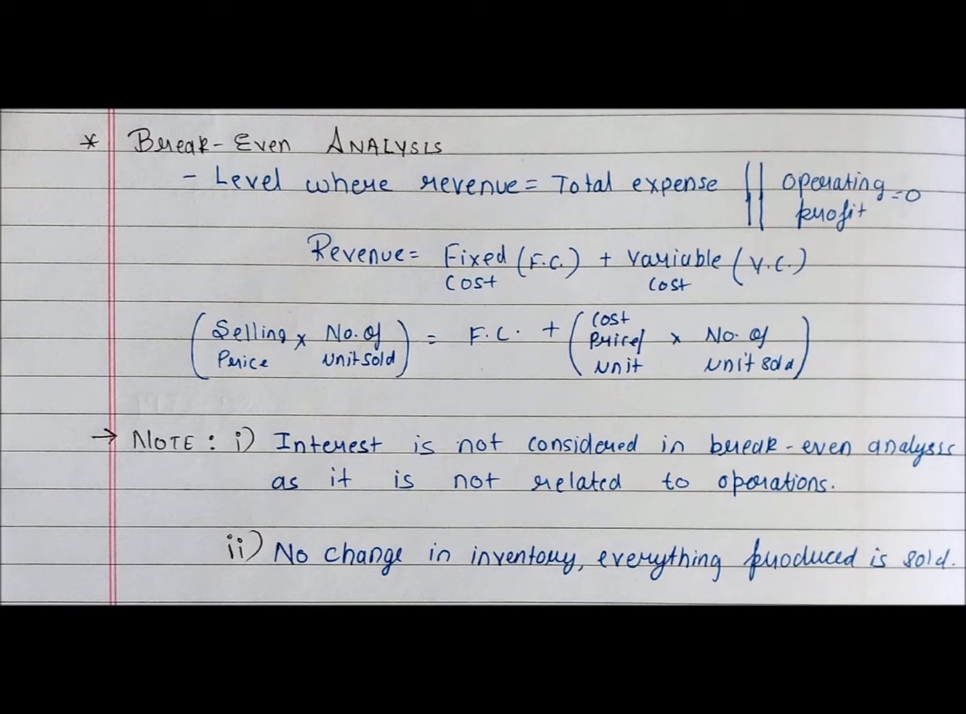And a special consideration: we are considering operating income, so we are not considering interest because it's in the long term. The second, there is no change in inventory. Everything produced is everything sold, so there are no discrepancies.